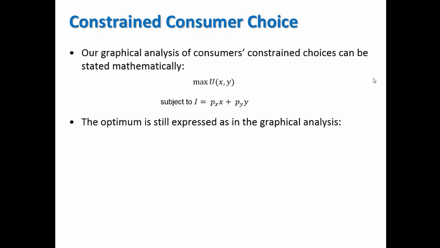It's important that you understand that even though we're going to do a mathematical approach of this, the optimum that we're going to get is still going to be the same as what our graphical analysis said, and that is consumers are going to choose a bundle where their MRS, the slope of their indifference curve, matches their MRT, or the slope of their budget line. That is, consumers are going to choose an indifference curve that's tangent to the budget line.